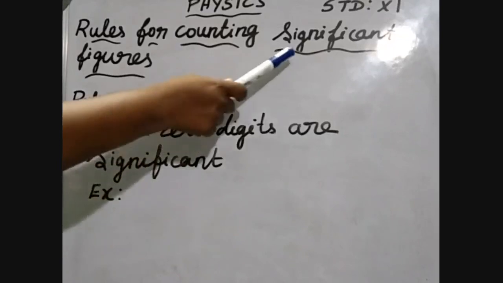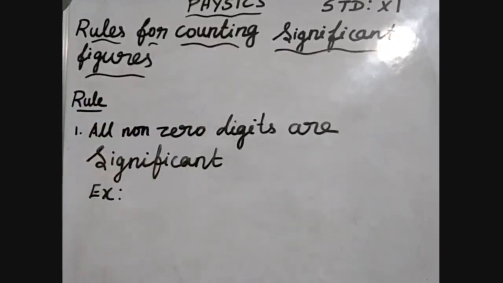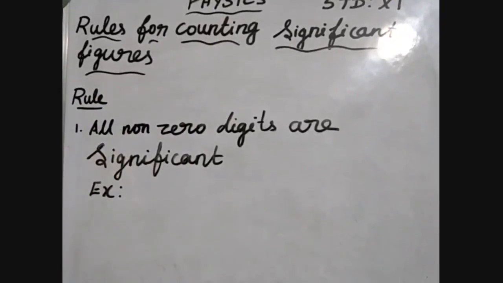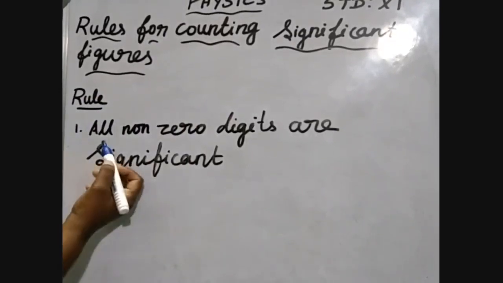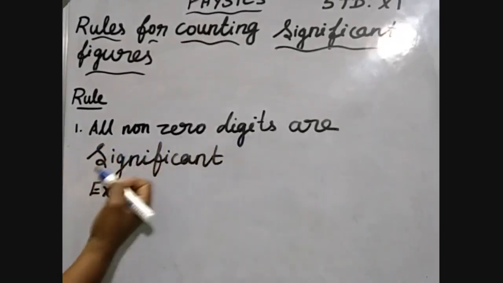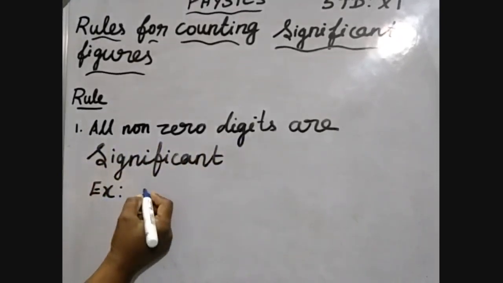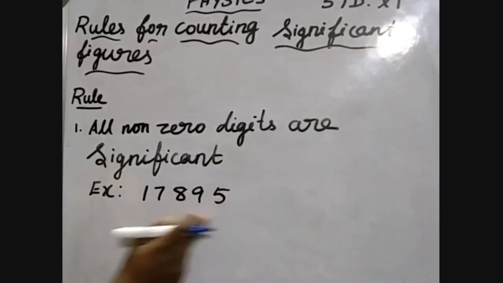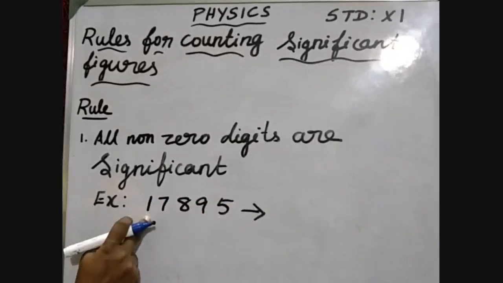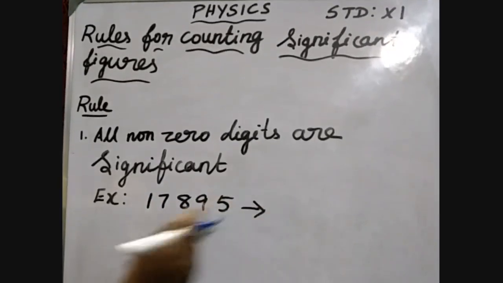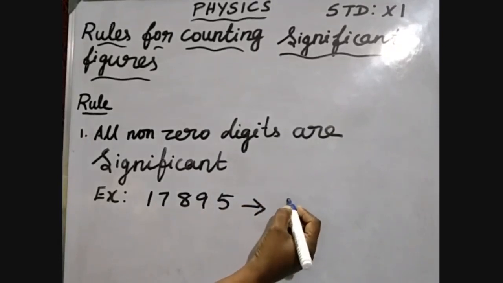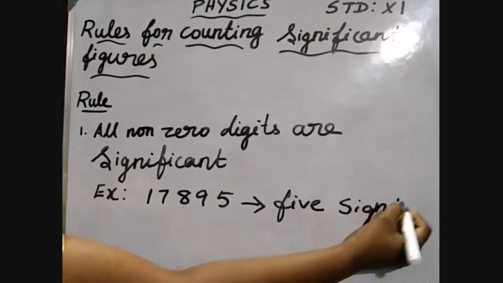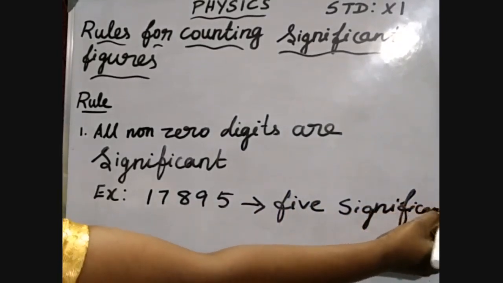Significant figures means valuable figures. In this topic we have 7 rules. Let us see one by one. First rule, all non-zero digits are significant. For example, 1, 7, 8, 9, 5. Here we have 5 digits, so 5 figures. So this number has 5 significant figures.